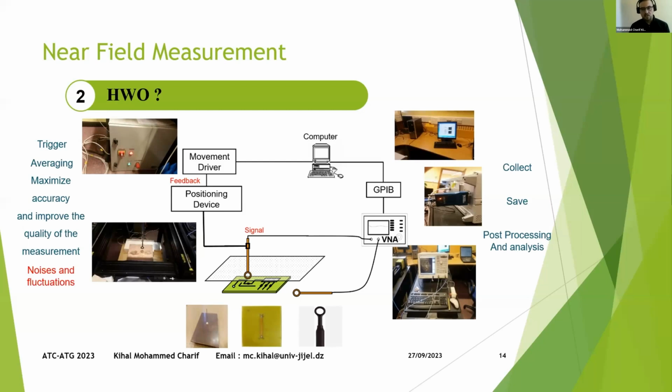A measurement consists of collecting the data and saving it in the computer for an analysis and processing phase. We often use the triggering and averaging function to maximize the precision and improve the quality of the measurement by removing noise and fluctuations. Generally, we use LabVIEW and MATLAB to carry out a near field scanning.